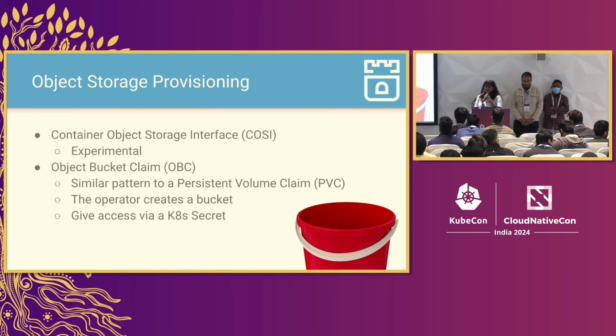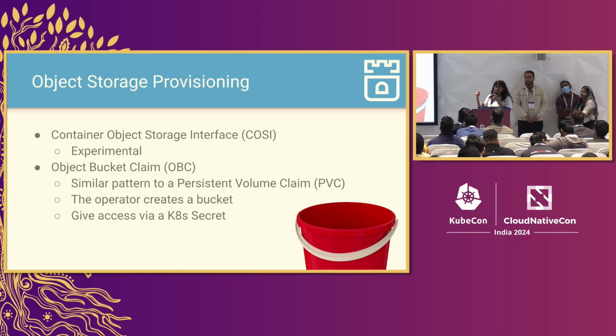Hello. Now you have seen how block storage works and how Ceph file system storage works. Now a big use case in the Kubernetes world is also object storage. So how is object storage provided by Rook? Currently there are two ways to provide object storage. The first one is the container object storage interface. It's right now in experimental phase. It's the Kubernetes-suggested way forward to provision object storage. But what we currently use is the object bucket claim.